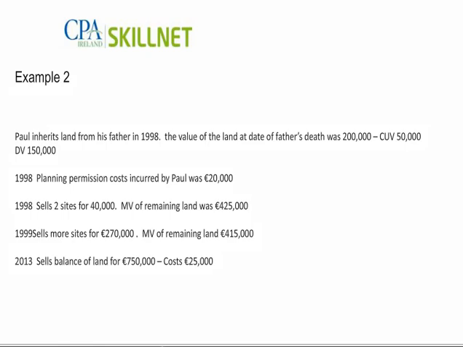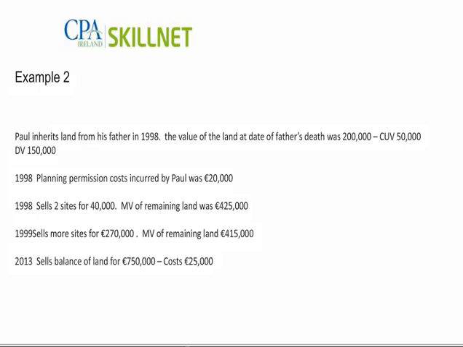Now, this is something that came up in a recent exam. It's something similar to the question, and I believe this caused some difficulty. Let's have a look at the example, and we'll get to some key concepts. Paul inherits lands from his father in 1998. The value of the land at date of father's death was 200,000, but it had a current use value of 50,000. This will all be based on the facts. Now, watch there. The key date is the father's death, the value of the land at the father's death.